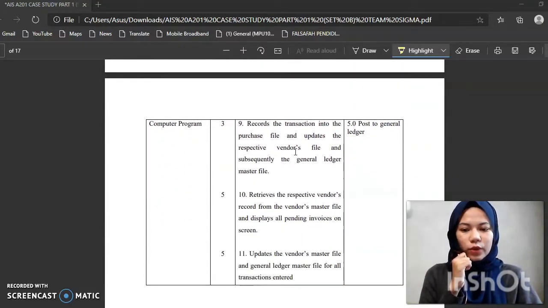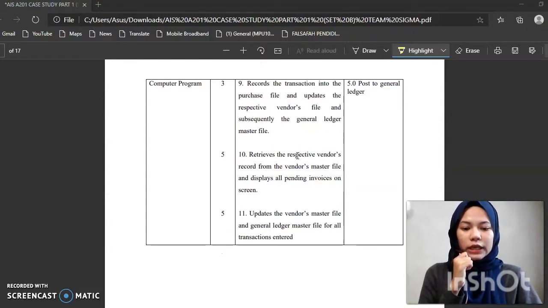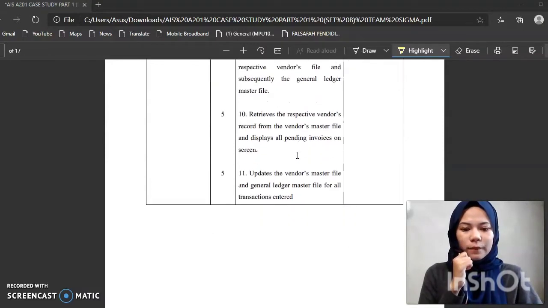The second one is computer program. Computer program records the transaction into the purchase file and updates the respective vendors files and subsequently the general ledger master file. Then, it retrieves the respective vendor's record from the vendors master file and displays all pending invoices on the screen. And the last one is update the vendors master file and general ledger master file for all transactions entered.